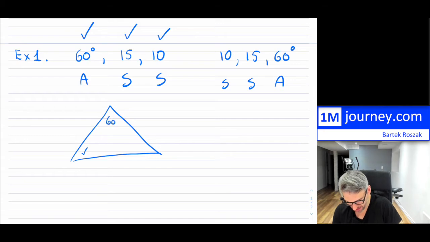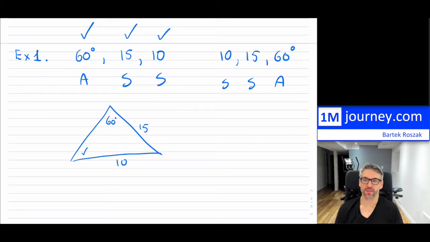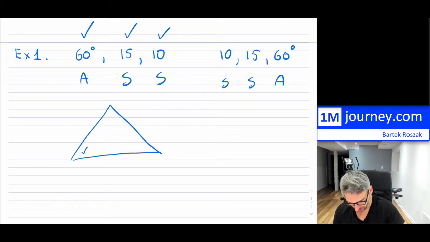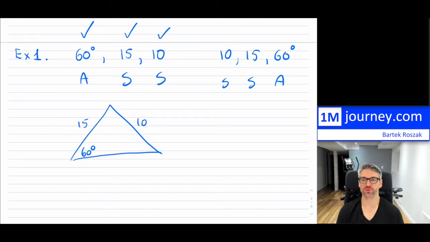But if you put the 60 here and then you go along, that means this side is 15 and this side must be 10. All right? So it doesn't really matter how you put these and where they are. We're interested in trying to find the rest of the information. I like to label it because I'm just so used to it. I'll label this side 15 and this is 10. So that's what we have.